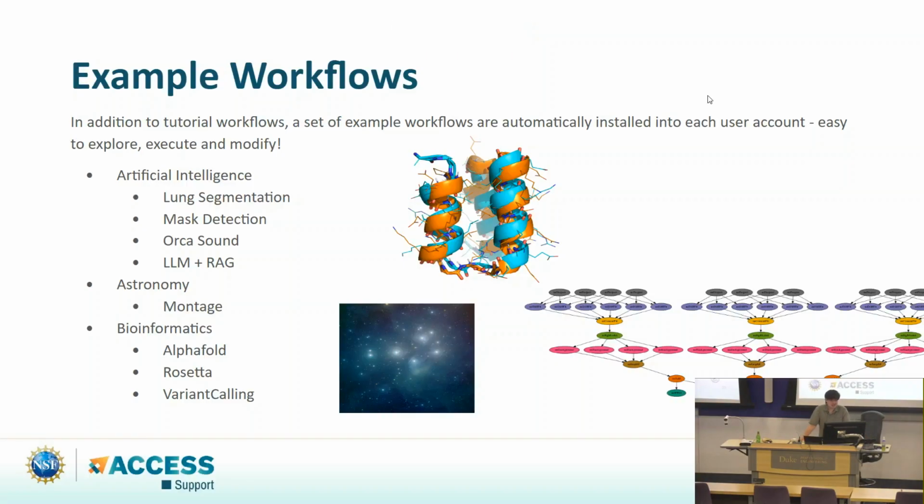Everyone that has access has additional workflow tutorials, and we'll do this later after the APIs and catalogs tutorials. But I wanted to show this slide because there are a lot of use cases for Pegasus. You see it being used in artificial intelligence, log segmentation, mask detection, orca-sound, LLMs, and RAG. Benjamin over here taught about RAGs today. You can use a workflow to develop really complex LLMs and RAGs.